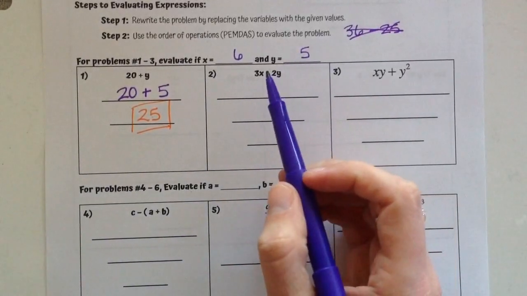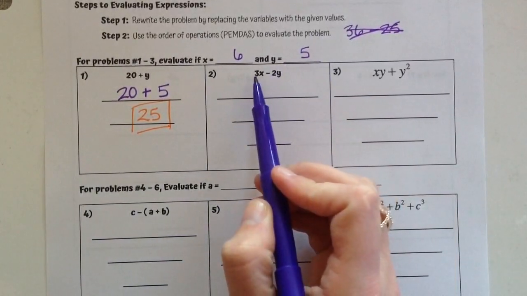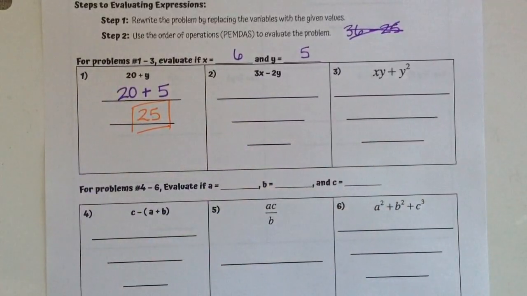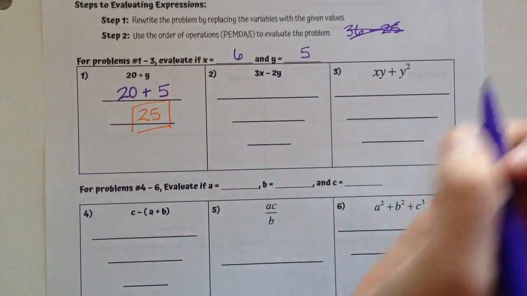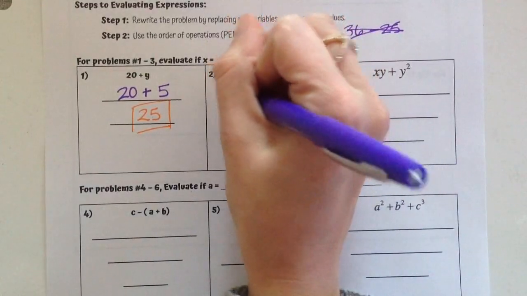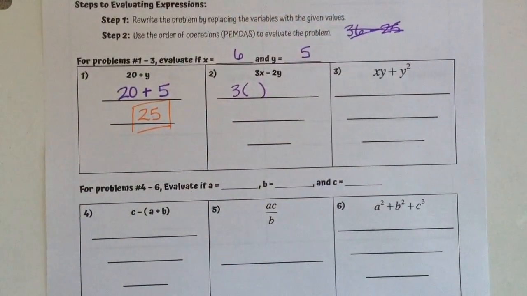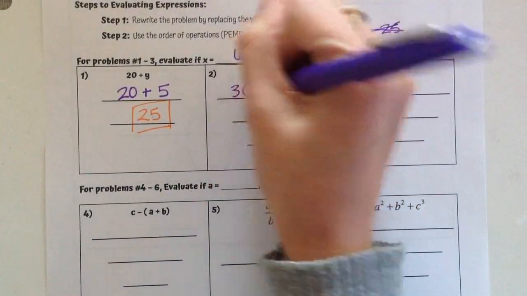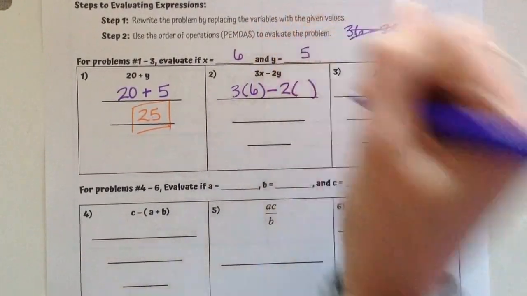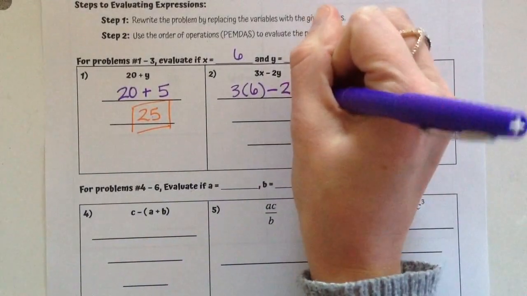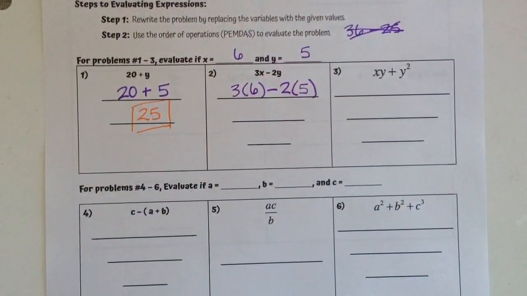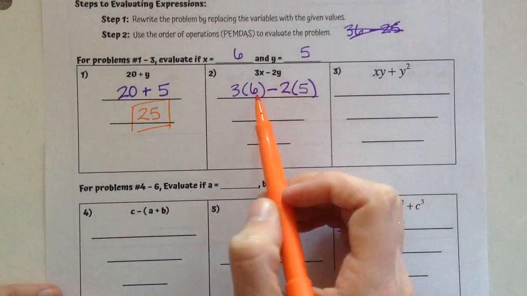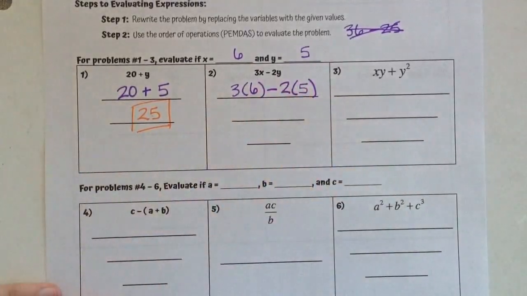When we think back to the different ways to show multiplication, when you have a number written right next to a variable, that actually means that you are multiplying. So when I'm plugging the value in, I'm going to use parentheses to show multiplication. It's 3 times whatever x is, and in this case x is 6, minus 2 times whatever y is, and y is 5. So when we're doing order of operations, we made you do a separate step for each one. In this case, we're okay with you showing the multiplication of both of those at the same time.